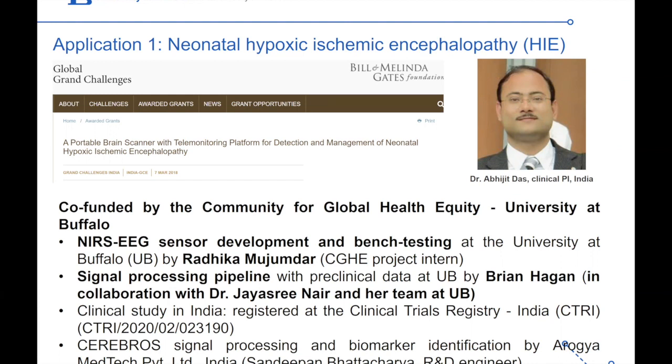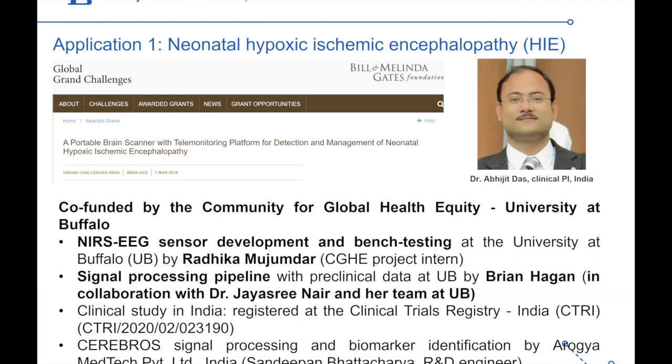Vijay Das in a low resource setting. So at UB, Radhika initially worked on this as an intern, CGHE project intern, and developed this sensor and did a lot of bench testing to test different LEDs or different parts for this sensor and to identify the best combination. So that's how it started.